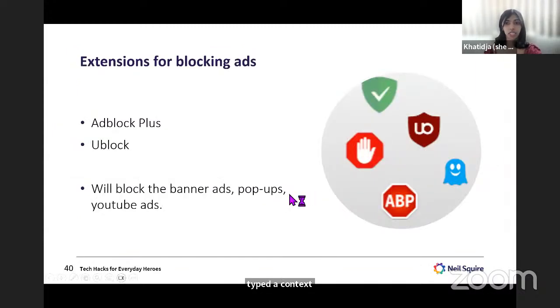Next one is some extensions. So extensions are little utilities that you download. In Google Chrome, you go to Chrome Web Store and get those extensions. In Firefox, they're called add-ons. In Microsoft Edge, they're called extensions. And these are some examples.